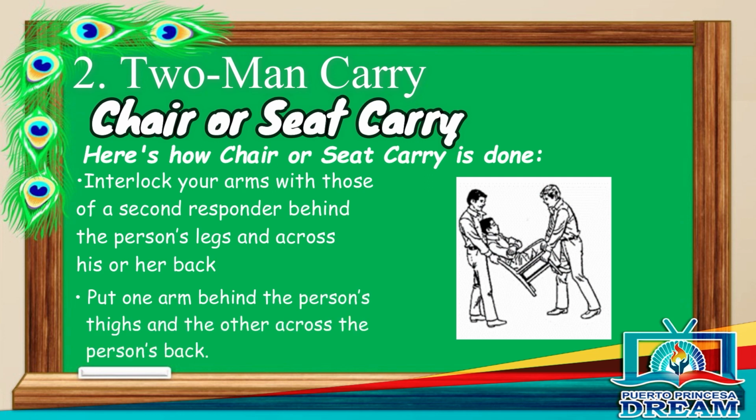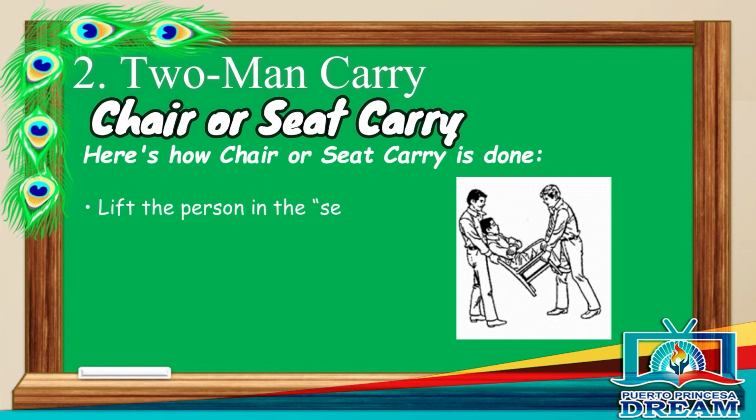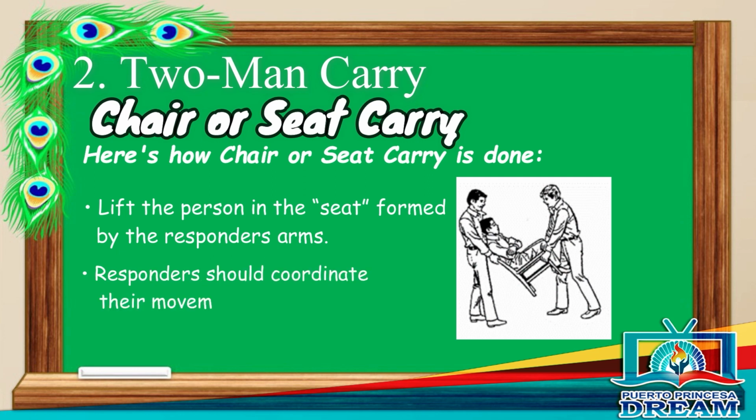Put one arm behind the person's thighs and the other across the person's back. Lift the person in the seat formed by the responders' arms. Responders should coordinate their movements so they walk together.